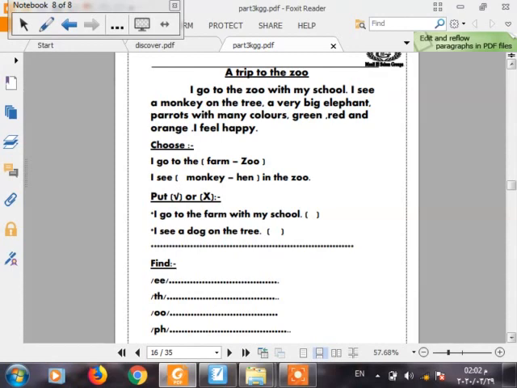We need to read the paragraph more than once, and then we will make a line under the important words in our paragraph, and then you will go to the question and fill it. Okay, so let us now read it again together. I go to the zoo with my school. I see a monkey on the tree, a very big elephant, parrots with many colors, green, red, and orange. I feel happy. So, let us now make a line under the important words.